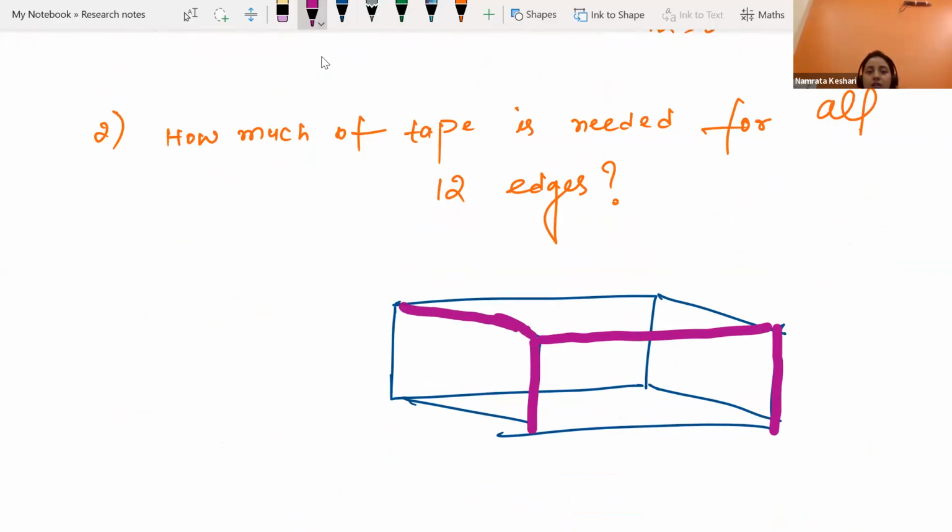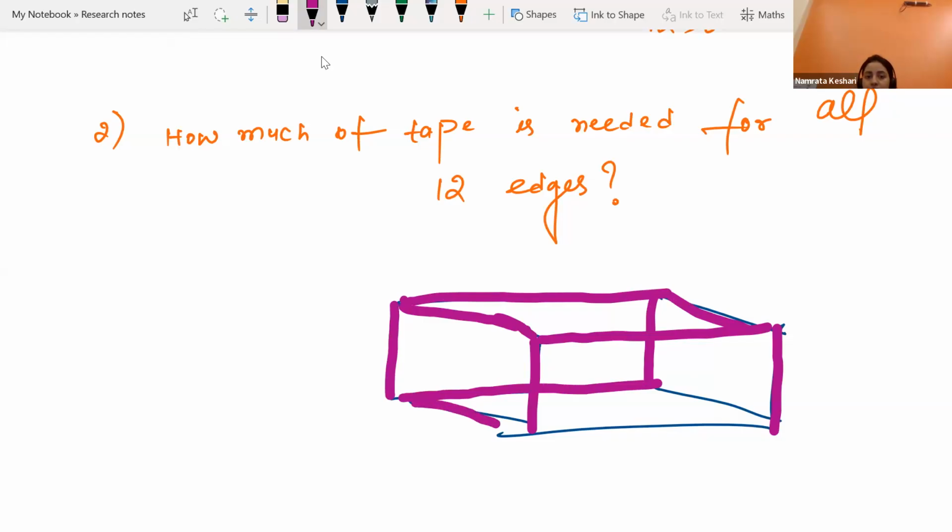How many edges are there? 12 edges are there. So one, two, one on the back, three, four. You can see one, two, three, four. Five, six. This one is seven, this one is eight, this one is nine, this one is 10, this one is 11, and this one is 12. Can you see all the 12 edges? Yes, ma'am. Suppose I have used purple color cello tape, the special tape we use for glass.